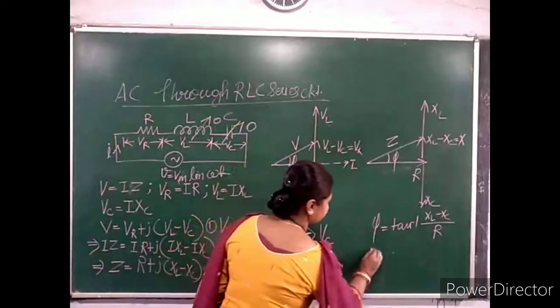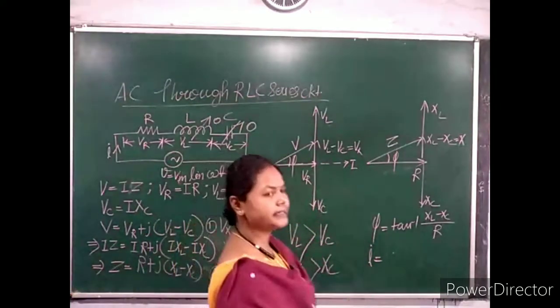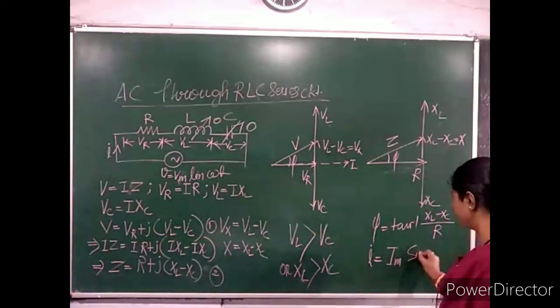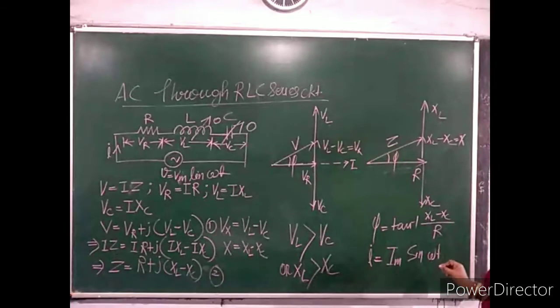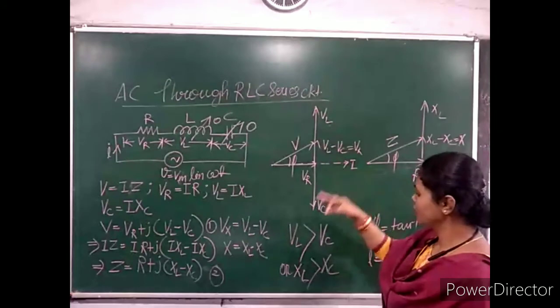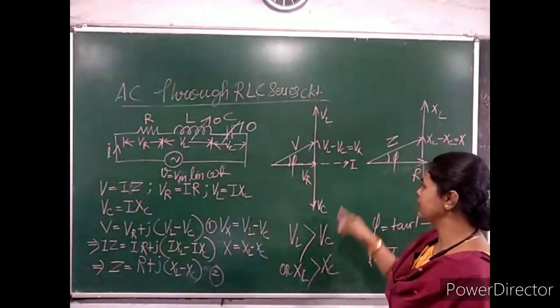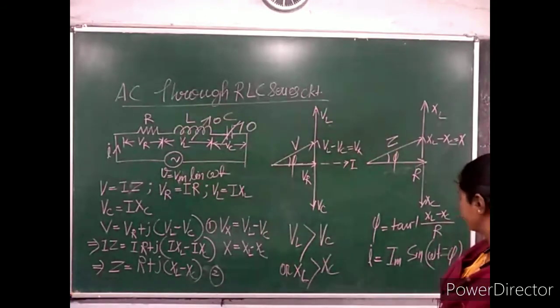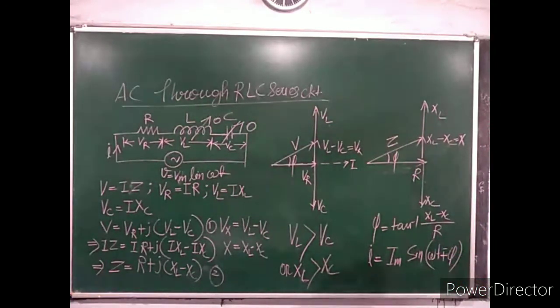What is the equation for the instantaneous value of current? It is Im sin omega t. From this voltage triangle, when XL is greater than XC, current lags behind the voltage. So the equation is omega t minus phi, and this minus is for highly inductive reactance, and plus is for the highly capacitive reactance case. Okay, this is the equation for current.